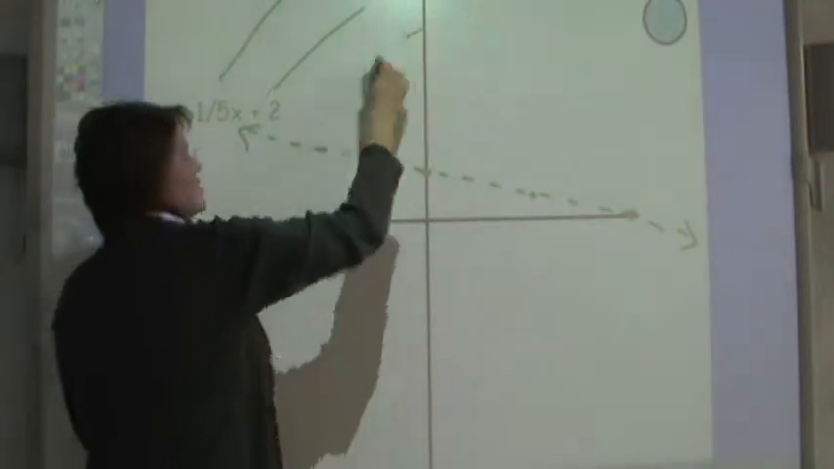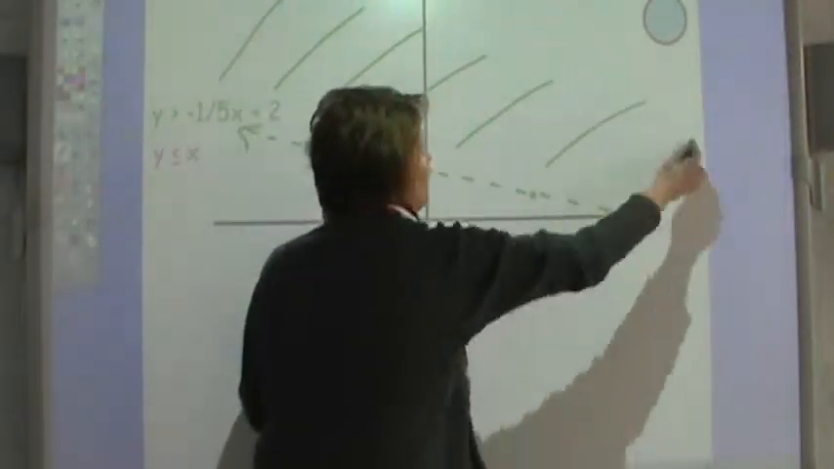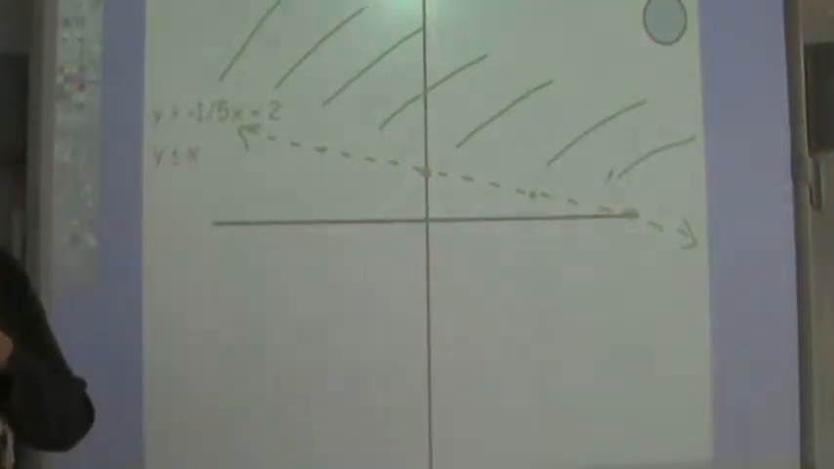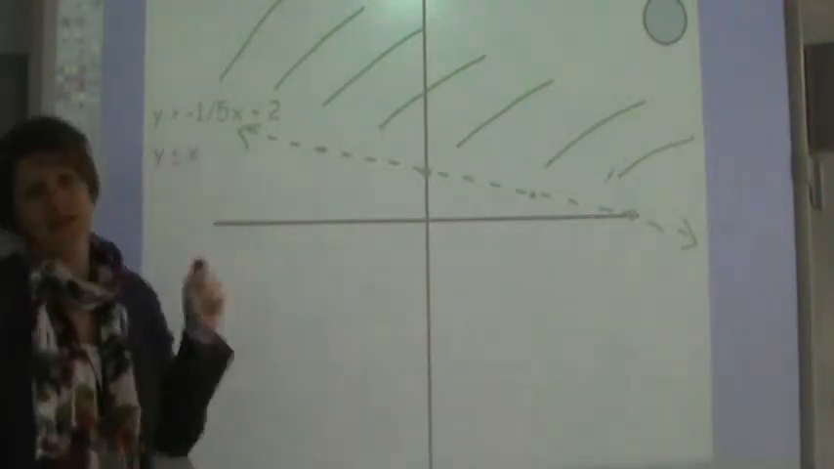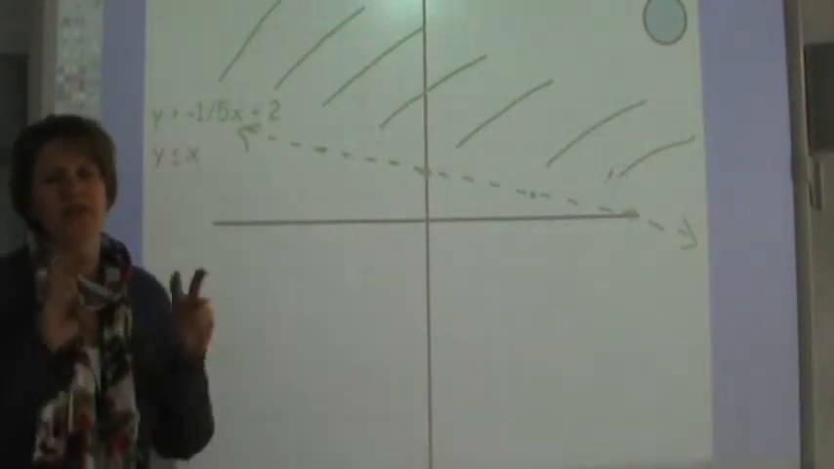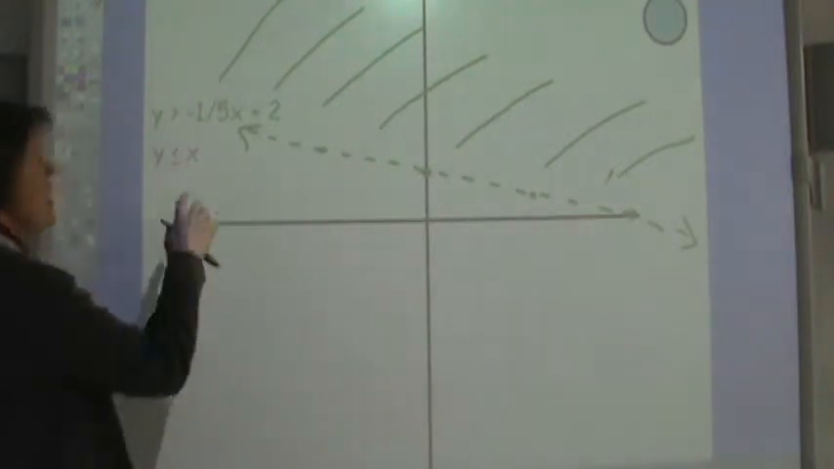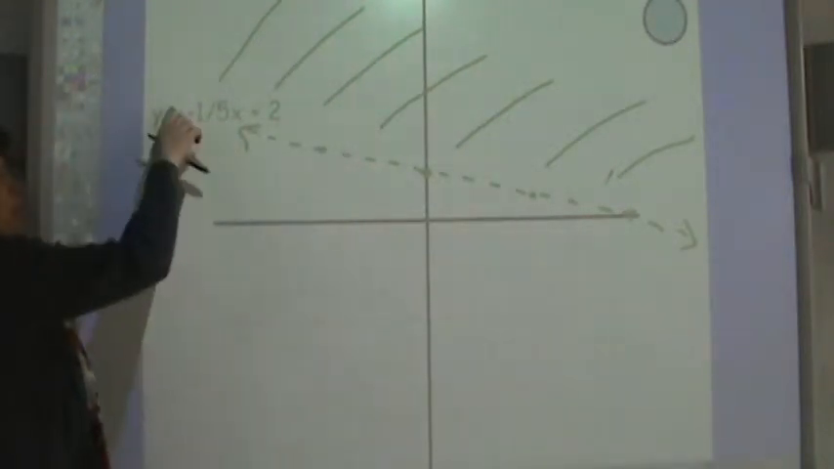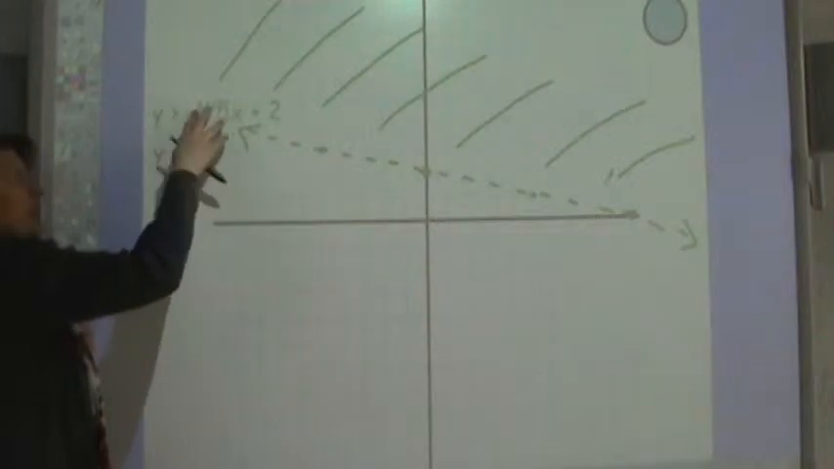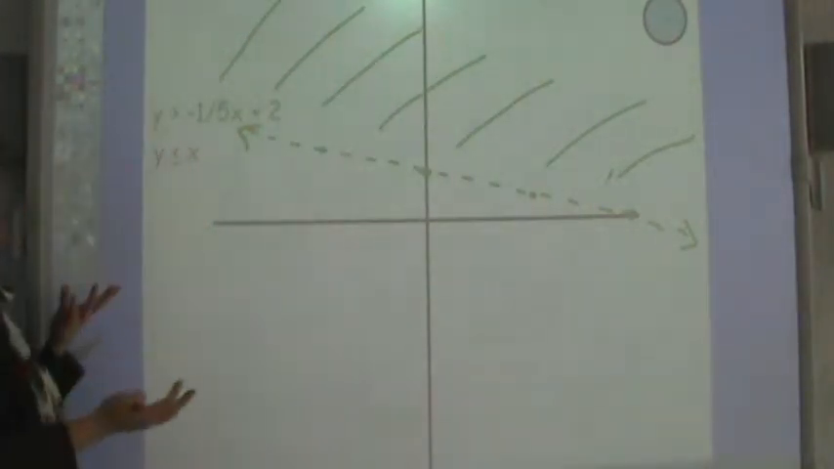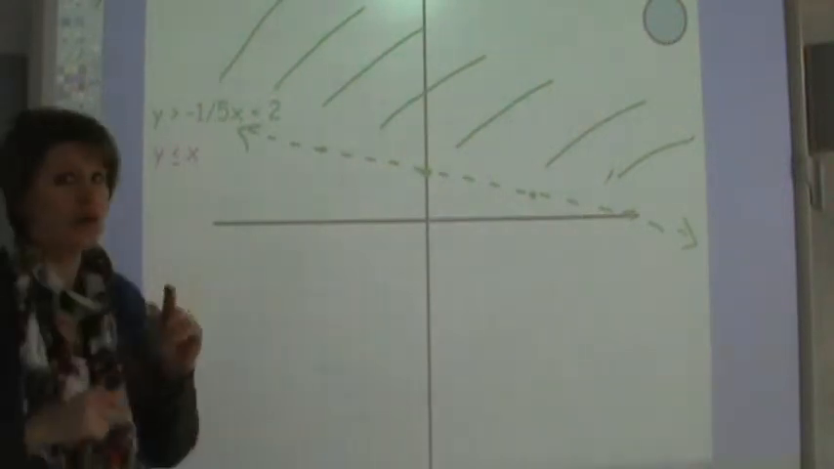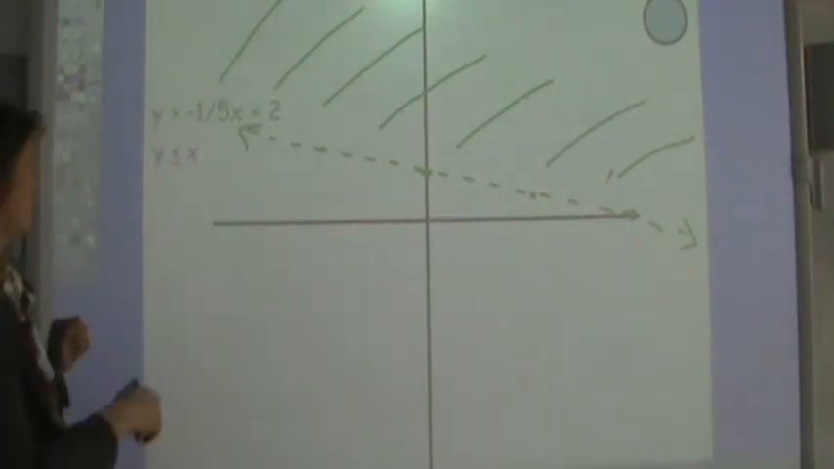Now, I'm going to show you a shortcut. We've been testing a point, but if it's in slope-intercept form, there's a little way we can cheat. If it says it's greater than the line, that means it's going to be above the line. If it's less than, it's going to be below the line. This only works in slope-intercept form.